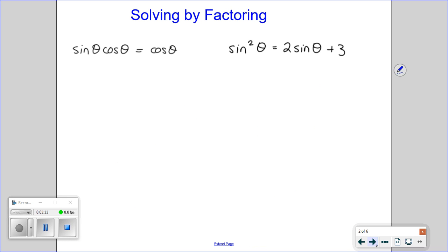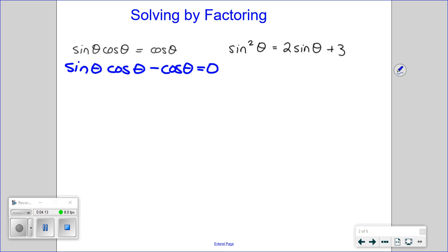All right. The next scenario we're going to look at is solving by factoring. So, factoring is a good technique in many scenarios when we're solving equations, including trig functions. Okay. So remember, whenever we're solving by factoring, we always want to set the equation equal to 0 first. And we're going to do that as well with our trig equations. So to solve the first equation, I would start by subtracting cosine theta on both sides and then setting it equal to 0.